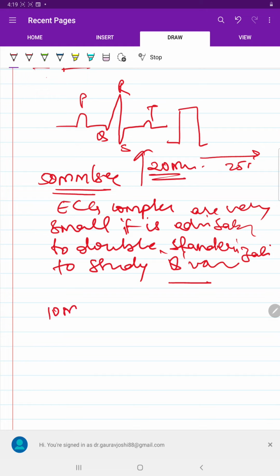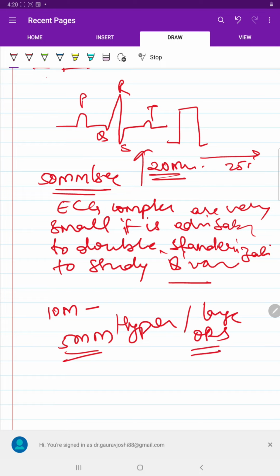The normal is 10 mm. He can ask for 5 mm standardization, and the time duration will also reduce. Why 5 mm? In conditions like hypertrophy or large QRS waves. These are the two examples where the cardiologist can ask to reduce or double the standardization.